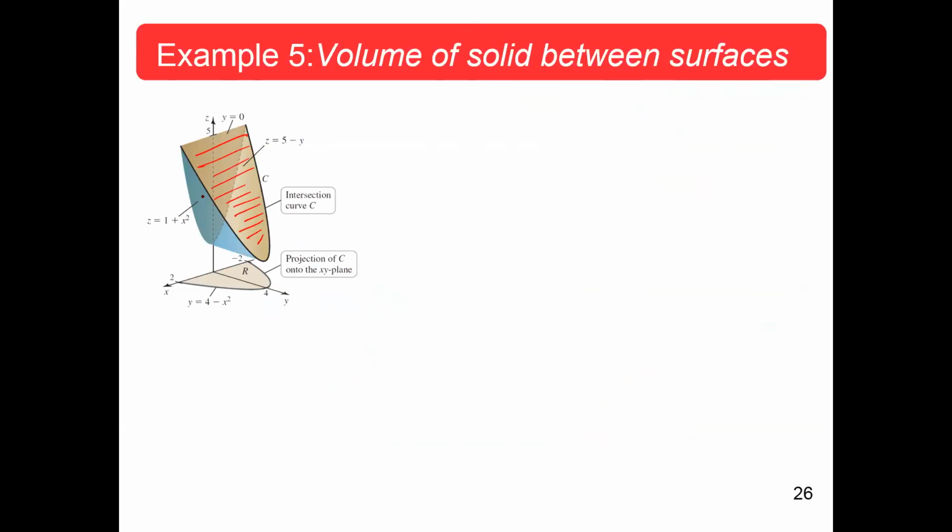The blue, you can imagine that as a paper folded along the y direction. So it goes up like this. So it is this solid between z equals 5 minus y and z equals 1 plus x squared. If you simply project this solid onto the xy plane, it's over this region R. So the region R has been shown over here. So let's find the volume.